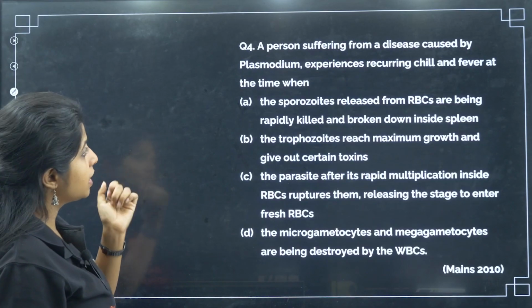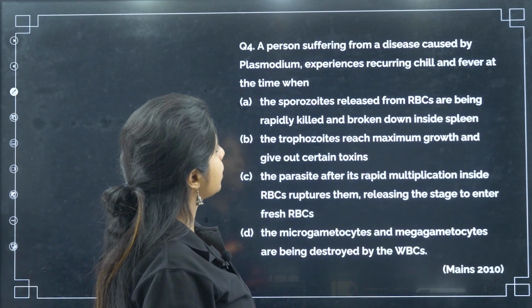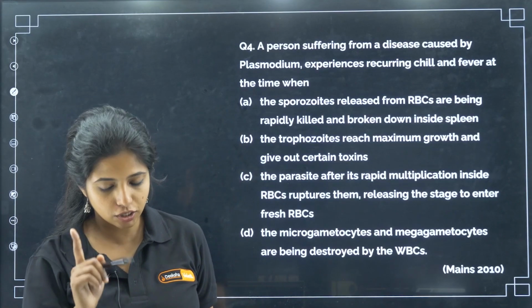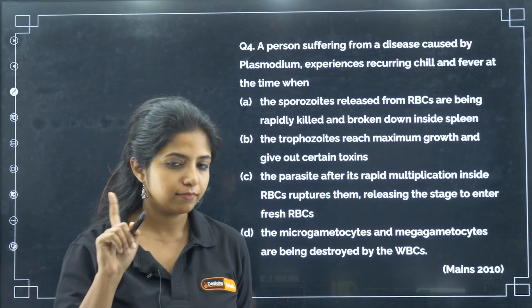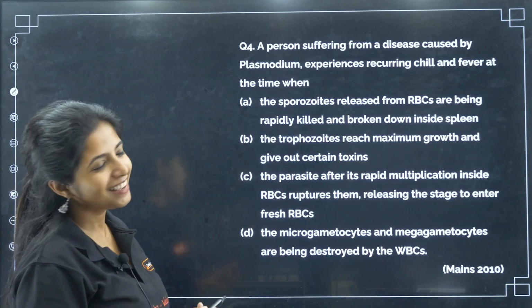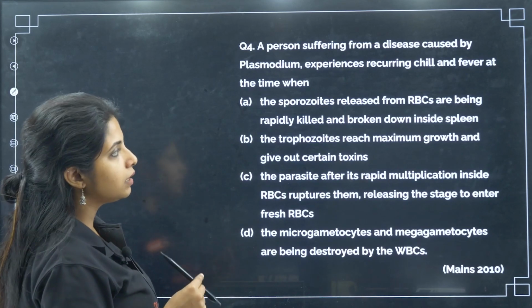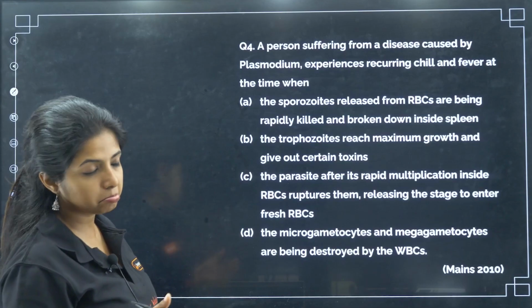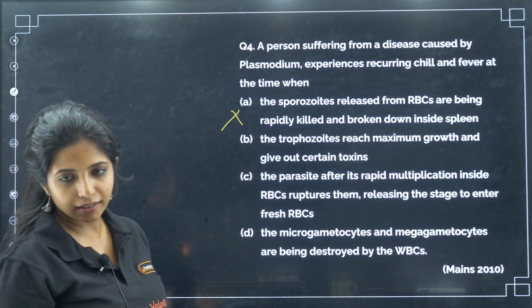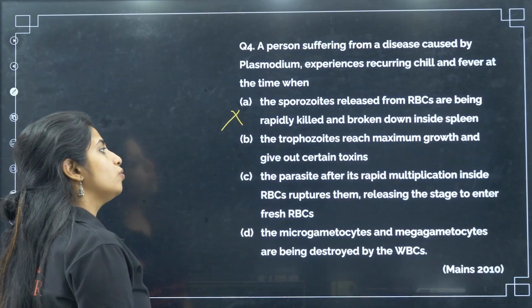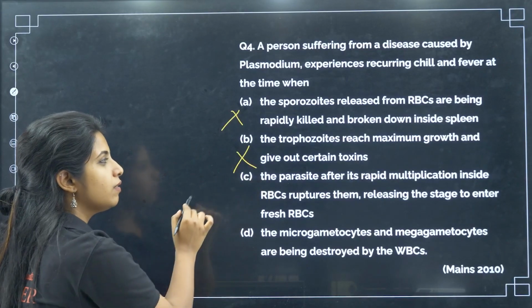Now question number 4. A person suffering from a disease caused by Plasmodium experiences recurring chill and fever at the time when? Now if you are not answering this question, I cannot do anything. So A, the sporozoites released from RBCs are being rapidly killed and broken down inside the spleen. That is not why we get fevers and chills. B, the trophozoites reach maximum growth and give out certain toxins.